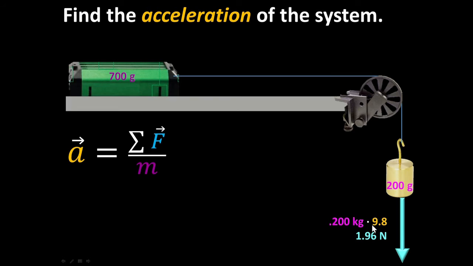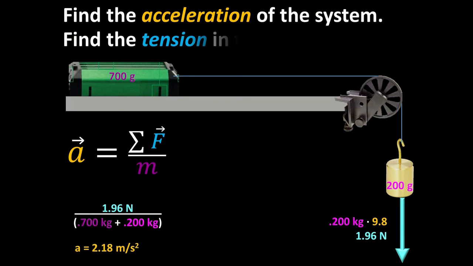If you take mass times the acceleration of gravity, you can figure out the force of gravity, or what it weighs. So there's 1.96 newtons pulling down, but that force is accelerating not just this mass, but this mass as well. So that force was applied to this combination of mass. So 1.96 divided by 0.9 kilograms, the whole thing would accelerate. This would accelerate to the right at 2.18 meters per second squared, and this would accelerate down at 2.18 meters per second squared.